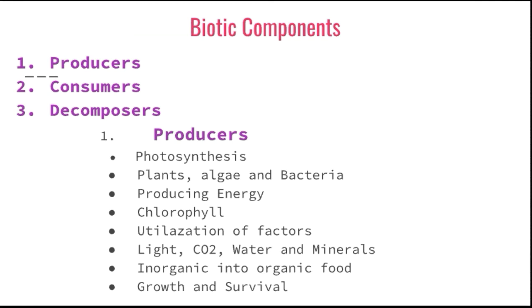For example, plants, algae, and bacteria make their own food material, and the producer totally depends on the biotic factors also. The total formation of food material is the photosynthesis process. That is the producers. Another is the consumers. We have also studied primary, secondary, and tertiary consumers. Primary consumers eat the producers, like plants and algae, and are called herbivores also.